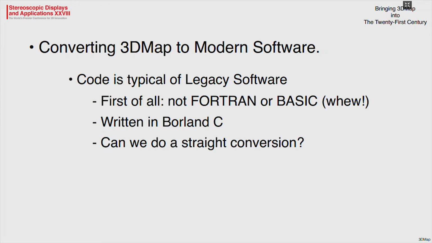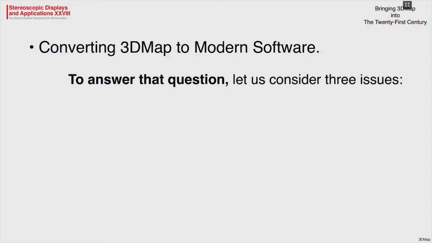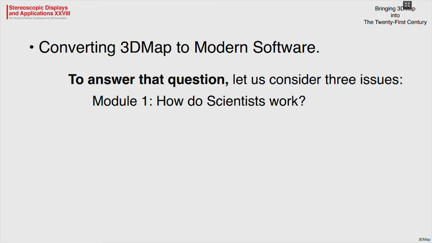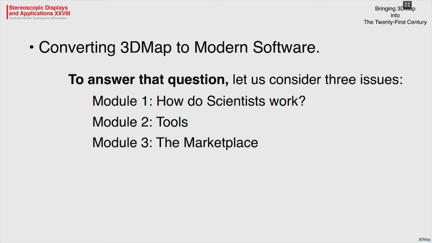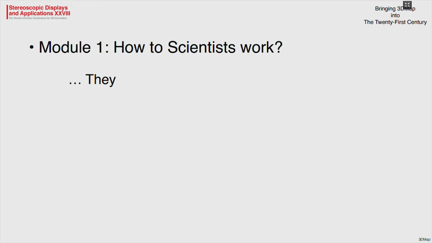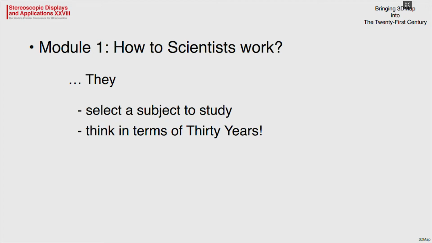And comes the question, can we do a straight conversion? So to answer that question, let's consider these issues. I have three modules: how do scientists work, tools, and the marketplace. It turns out that these have a way of dictating our configuration. So how do scientists work? Now, this is my experience with something like 40 or so different researchers over the years. They select a subject to study. They think in terms of 30 years.